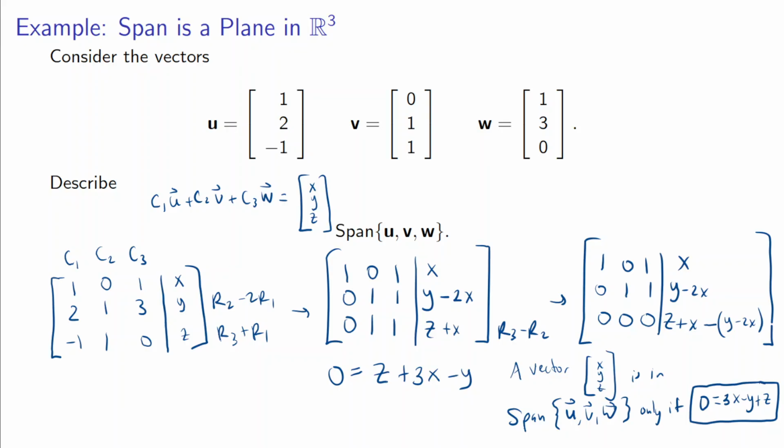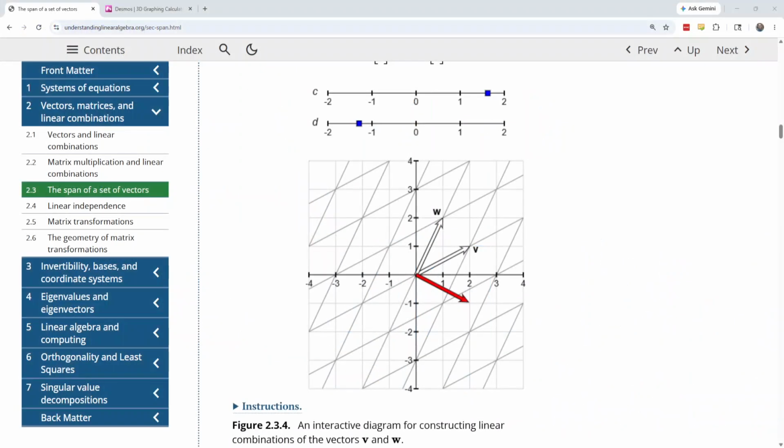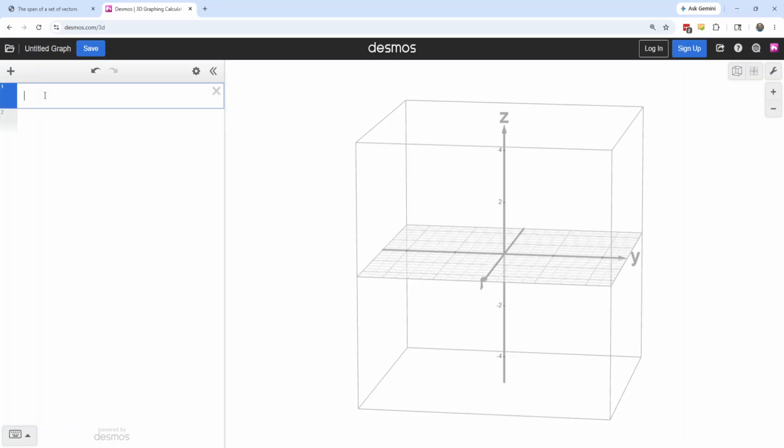If we were to graph this in R3, graph all of the points, again, just sort of focusing on the endpoints of those vectors, all of the points that satisfy that, then we would end up getting a plane in R3. And I'll actually take a second here and show you that. So if we come over here to our online grapher, so we want to graph 0 equals 3x minus y plus z.